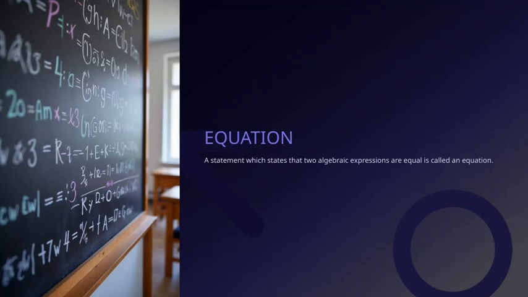Today, let's talk about what an equation really is. An equation is a statement that shows two algebraic expressions are equal. You can think of it as a balance scale, where both sides need to be the same. The key point here is that an equation connects two expressions with an equal sign.